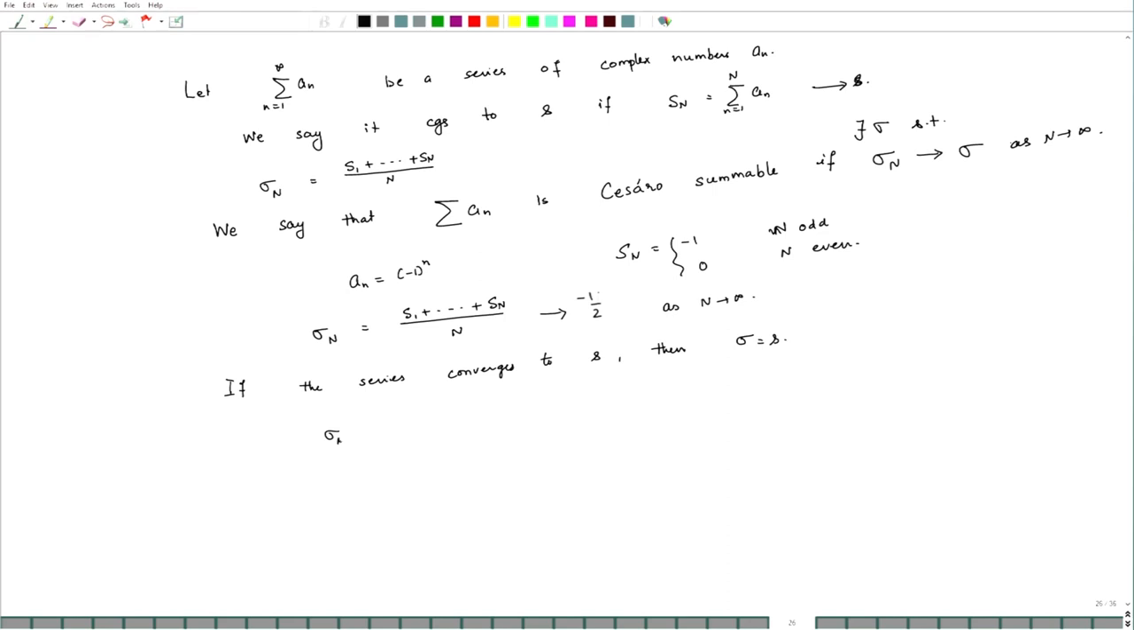So, you look at sigma n minus S, then this is equal to (S 1 plus ... plus S n) divided by n, minus S, which is equal to, I can write this as nS by n. Therefore, this is S 1 minus S plus ... plus S n minus S, divided by n. Now, the series converges to S. What does that mean? The partial sum is going to converge to S. That means for epsilon positive, there exists an n naught such that mod of S n minus S is less than epsilon for all n greater or equal to n naught.